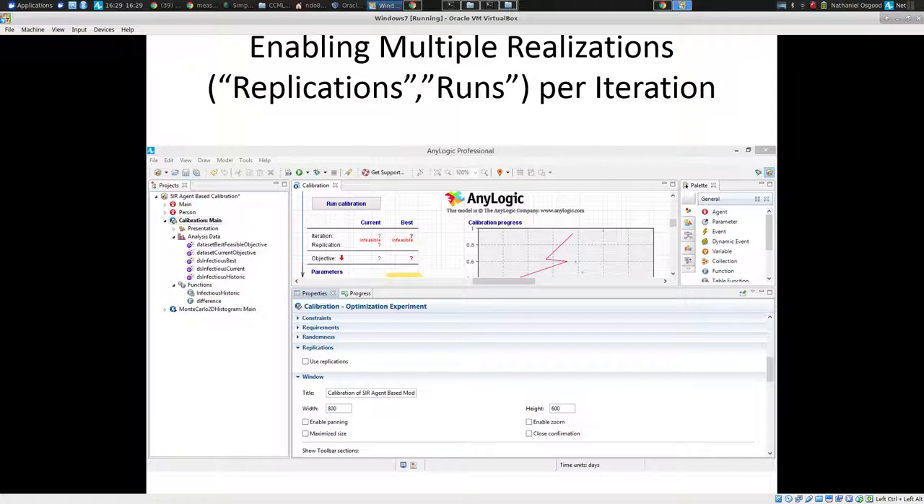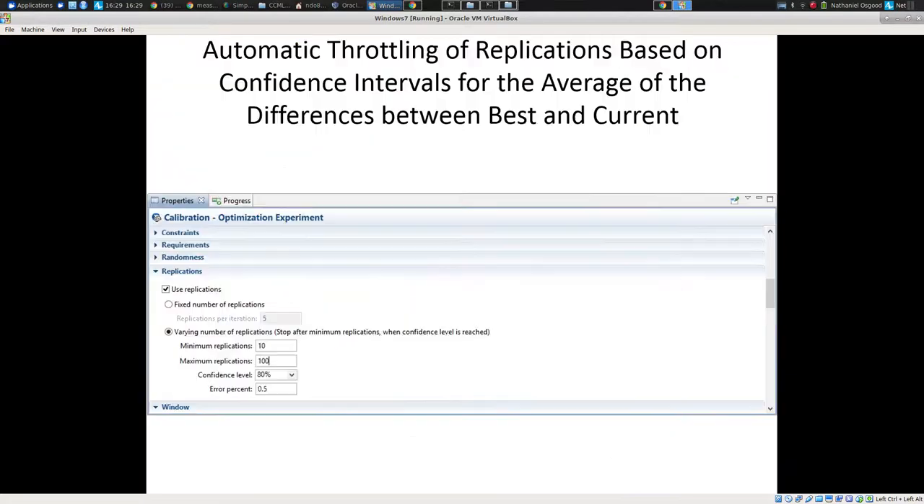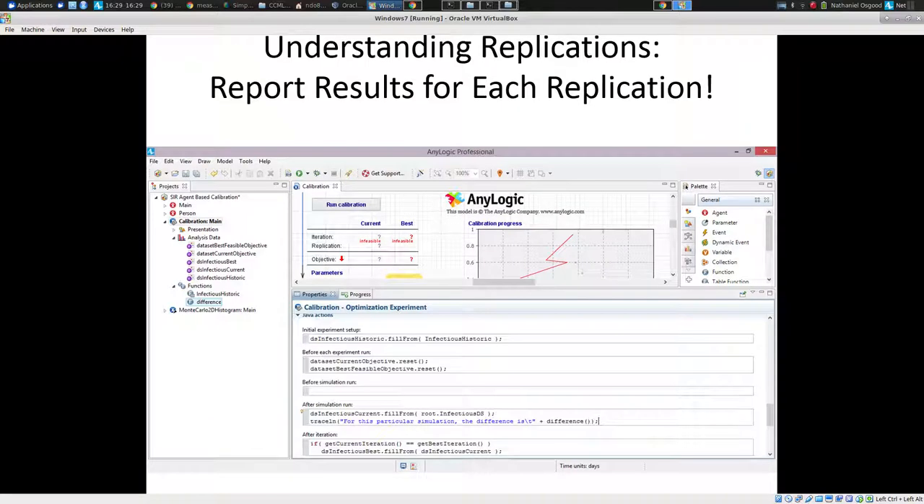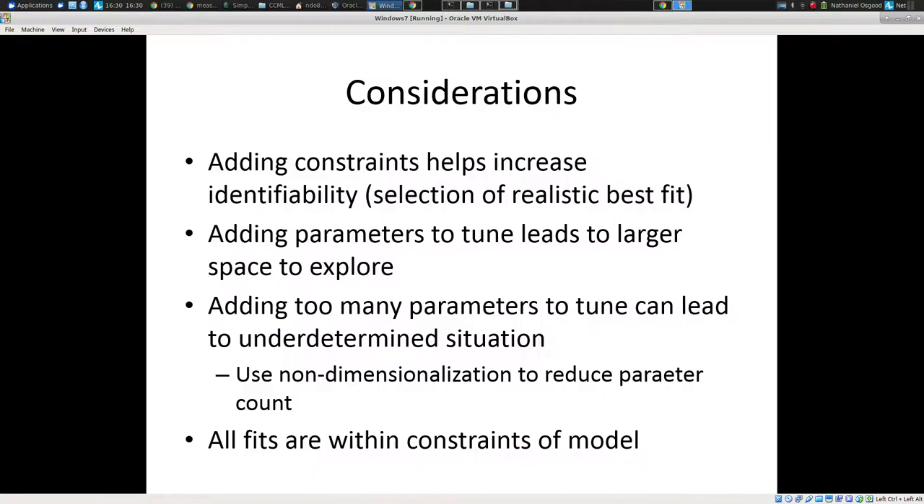You could see here where you can use replications in the experiment, and you can specify a fixed number of replications, or a number of replications which achieves a certain statistical accuracy in estimating the mean of the results, and I won't go into that. Basically, it can throttle the number of replications to achieve an observed sample mean which has a certain error bar in it. Normally, we just do a fixed number of replications. And you can report results for each replication. I show how to do that here within AnyLogic's properties for the optimization experiment, and this provides a report here.